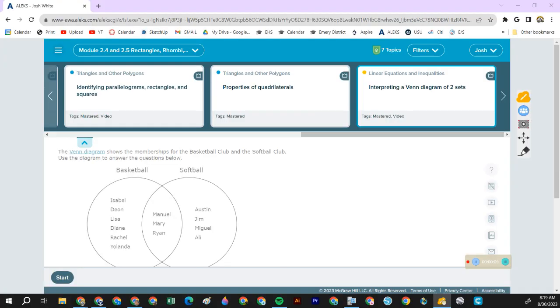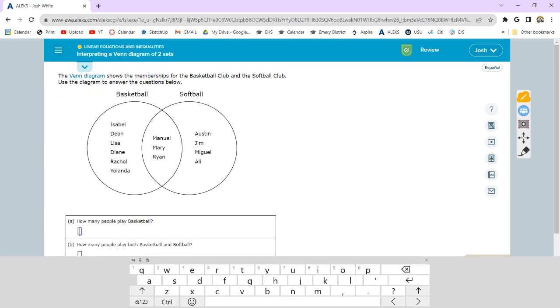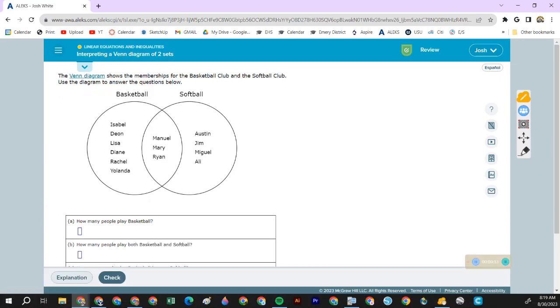We're working on 2.4 and 2.5 today. They were both sort of short, so we combined them into one. Here we have a Venn diagram. So we have a total of 6, 7, 8, 9, 10, 11, 12, 13 people. And they're divided into those that play basketball and those that play softball.